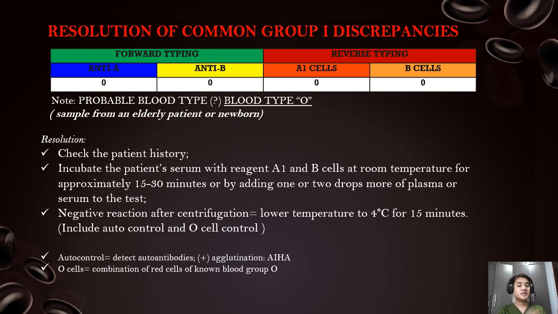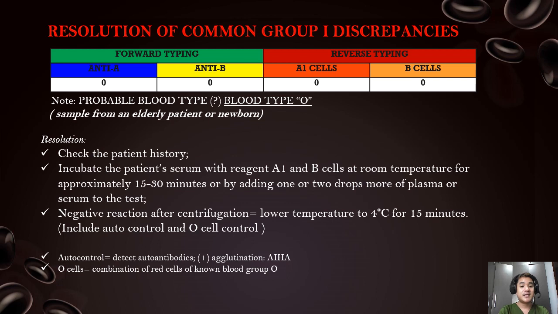However, class, as you can see in this table, given in this case, the reverse grouping shows an absence of agglutination. So, to resolve this case, always start by repeating the entire blood grouping procedure and verifying the patient history, particularly the age of the patient. Just like what was previously discussed, newborns produce sufficient detectable antibodies between 3 to 6 months of age, while old age or elderly individuals have a depressed antibody production.